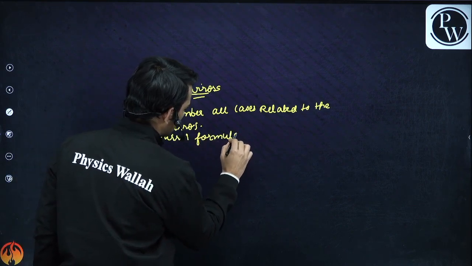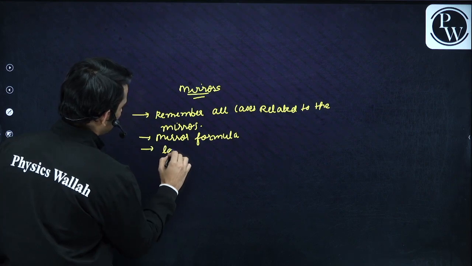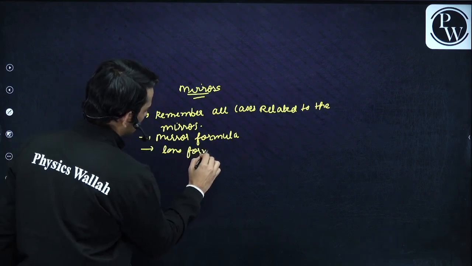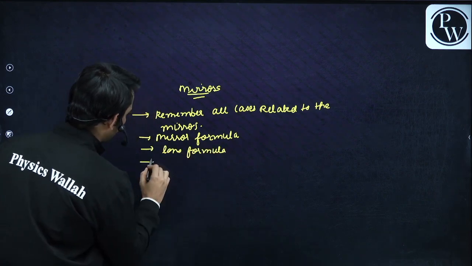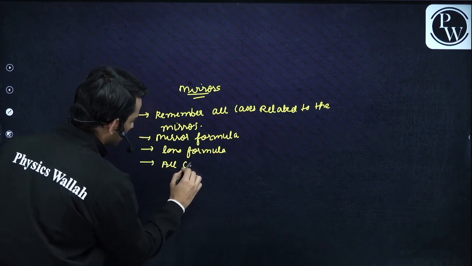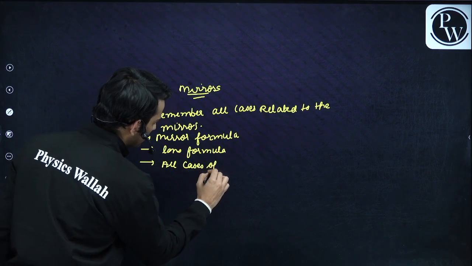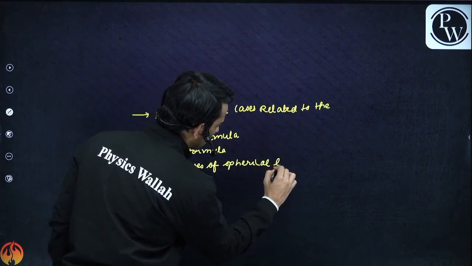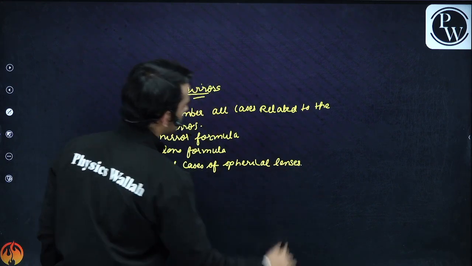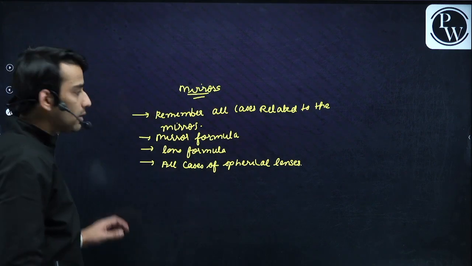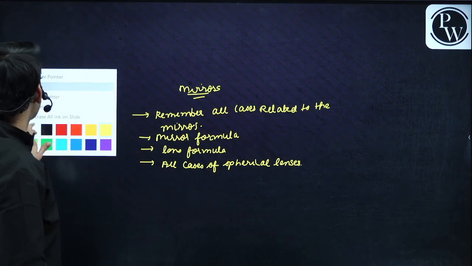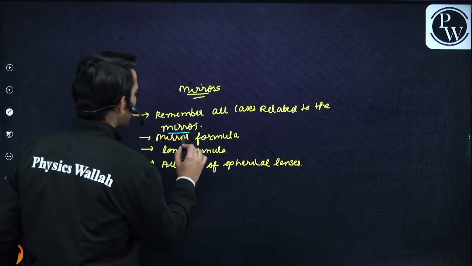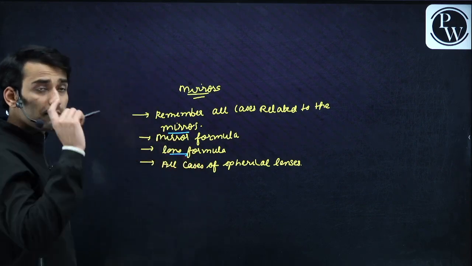Then mirror formula, lens formula, right? And all cases of spherical lenses, concave lens and convex lenses, right? So guys, you should know all these concepts, the most important parts, the mirror part and the lens part. So we will be starting with the reflection part first.